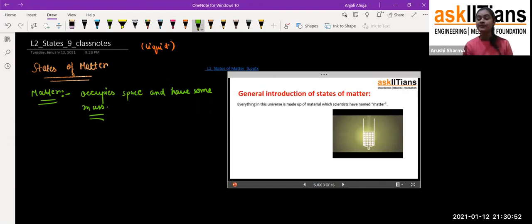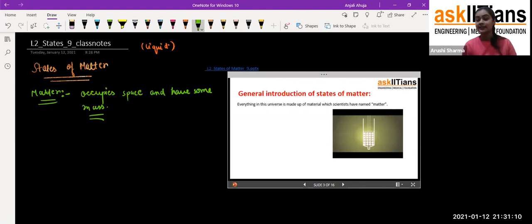matter. So students, from that point of view, you can imagine that you are surrounded by matter only, even your bed, cushions, everything. The substance in your surrounding which has a mass, or which occupies some space, that is called matter.